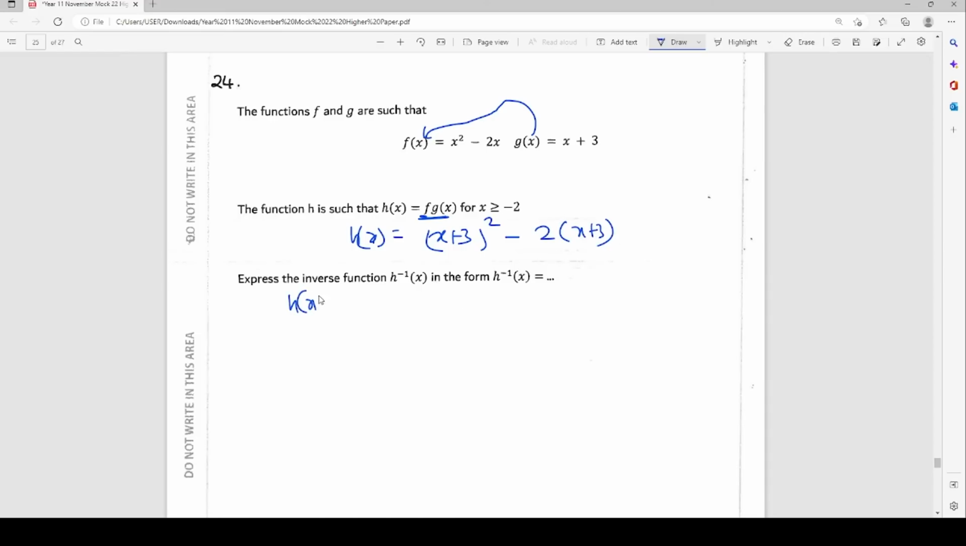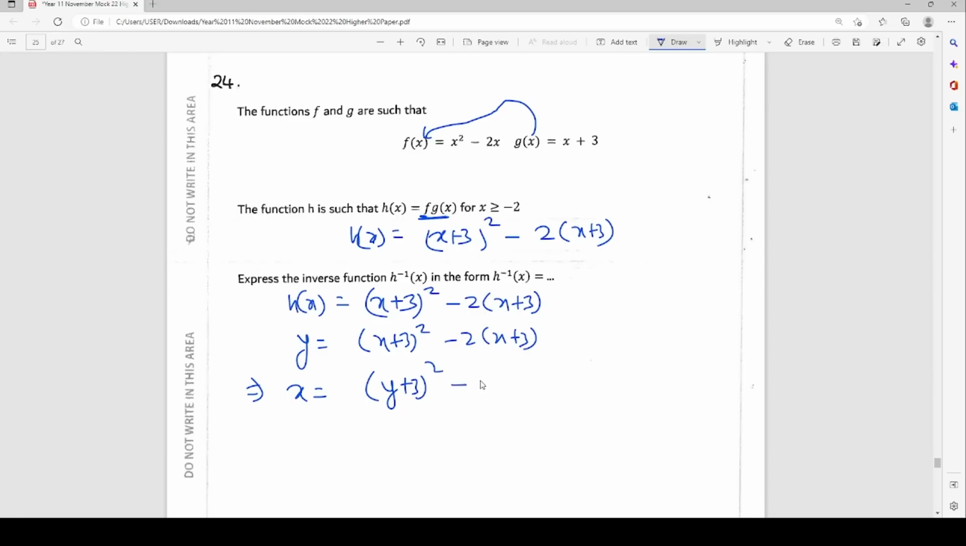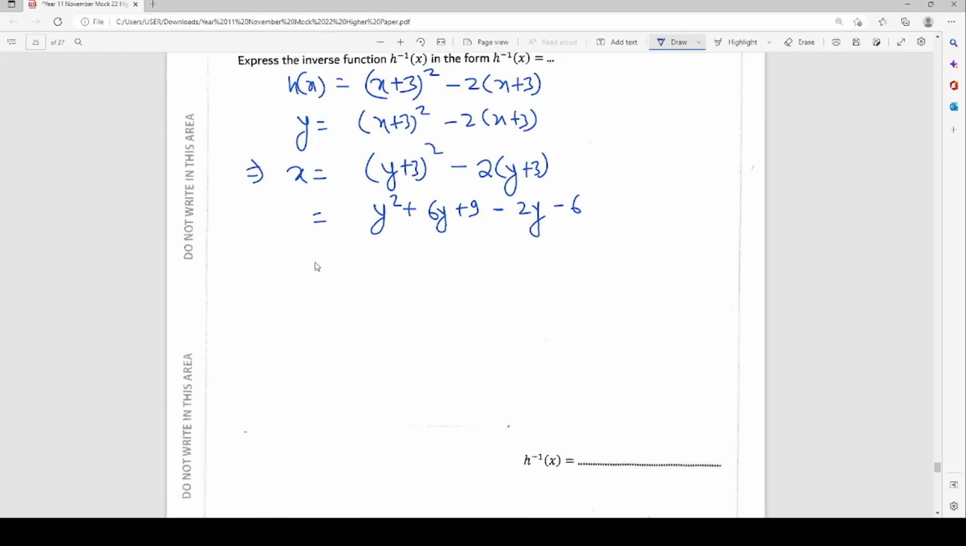So let's write what is my h(x) first. If I rewrite it, I will have (x plus 3) whole squared minus 2(x plus 3). That's what I have got. Now I'm going to write the inverse. The first step of writing the inverse is I will write it in terms of x and y, and then I will exchange x and y. So x is equal to (y plus 3) whole squared minus 2(y plus 3). Let's open the bracket and see what we are getting. You'll have y squared plus 6y plus 9 minus 2y minus 6. Can we rewrite it again? So we will have y squared plus 4y plus 3. That's what my x is.